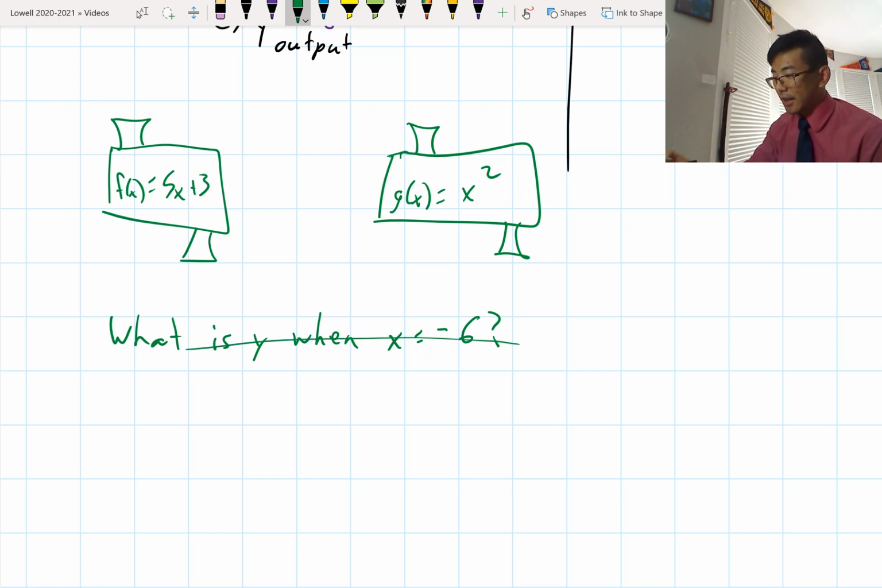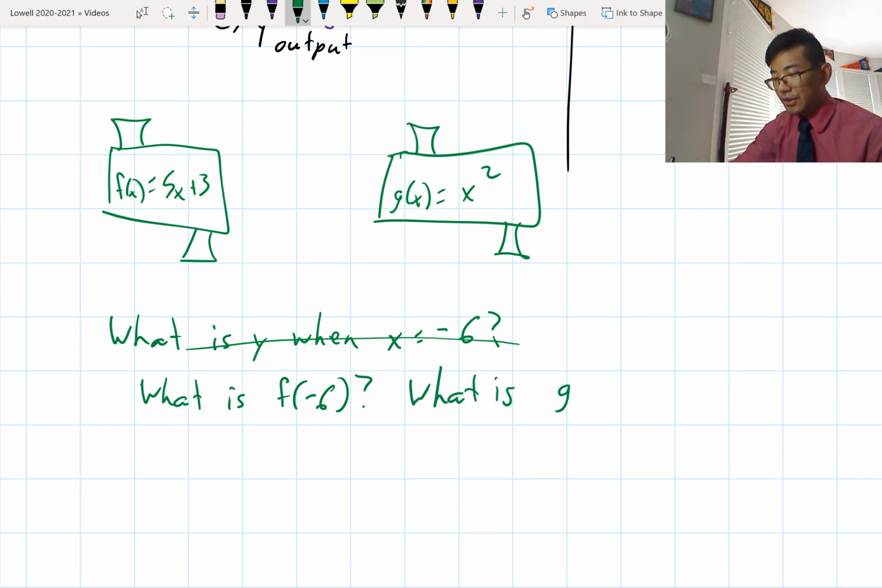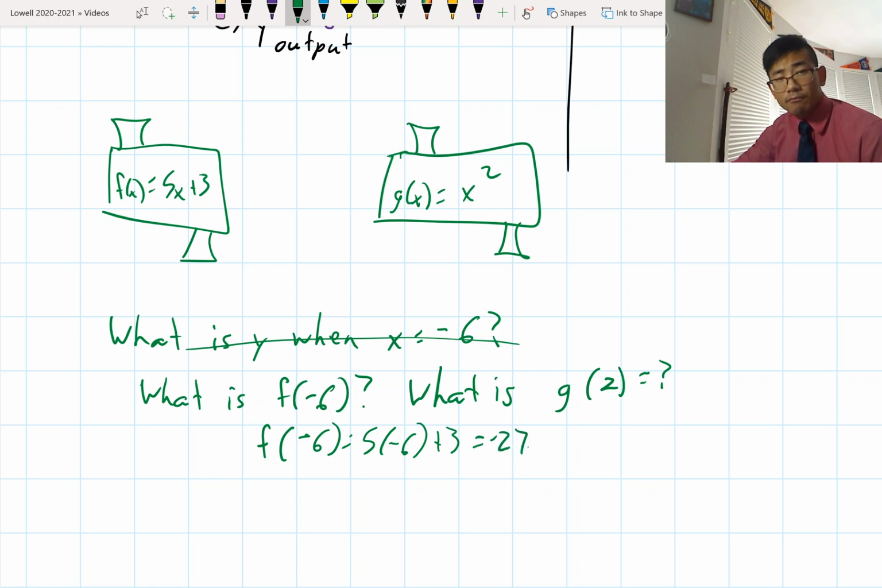So instead of needing to say this, I could just say, what is f of negative 6? Or I could say, what is g of, I don't know, 2? Because now you know exactly which function you're supposed to use. Right, so this one, f of negative 6, that would just be 5 times negative 6 plus 3, which would be what, negative 27? And then g of 2, well, that would just equal 2 squared, which is 4.